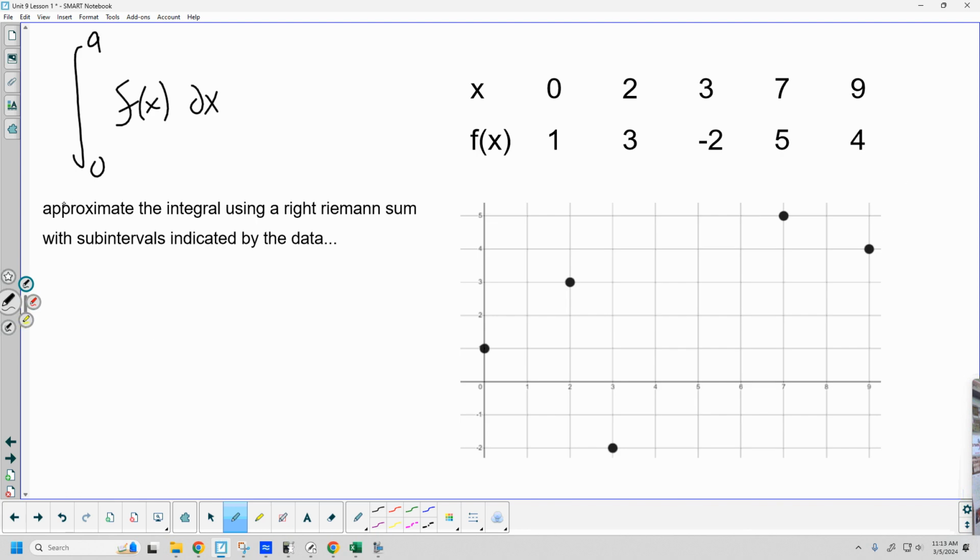You're going to be told, approximate this accumulation, this integral, using a right Riemann sum. We'll use RRS for short, and LRS for short for left Riemann sum, with subintervals indicated by the data. We will all get the same approximation because we're all using the same process. We are going to do bases times height on the right. Got it? Don't copy down what somebody already put down. That's not learning.